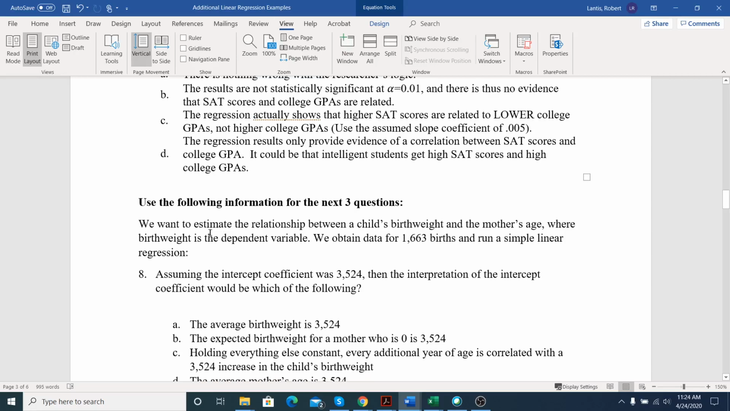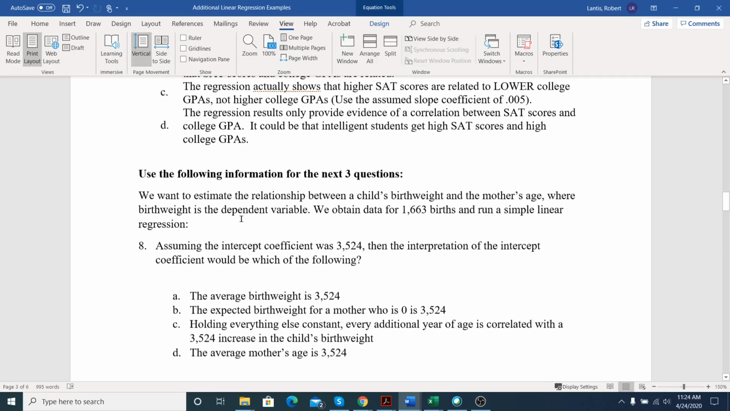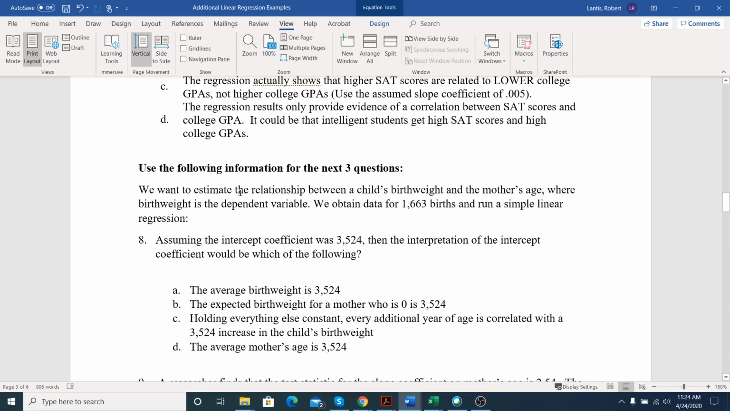We want to estimate the relationship between a child's birth weight and mother's age, where the birth weight is the dependent variable. So we've got 1,663 births. We run a simple linear regression. We find the intercept coefficient is 3,524.